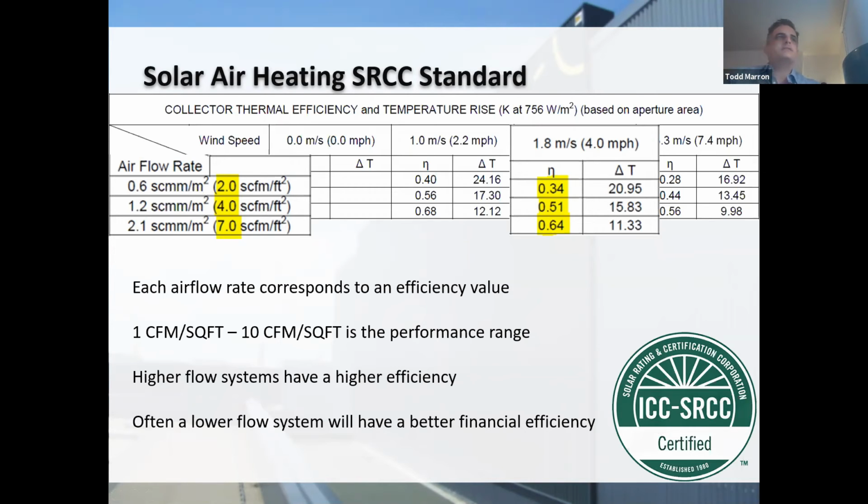Hey Todd, have you guys ever found any solar heat gain reduction in the summer months because the solar wall has been installed on a building? Have you guys measured that or seen it?